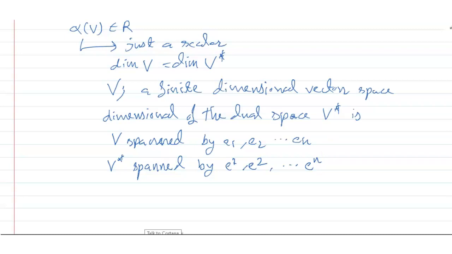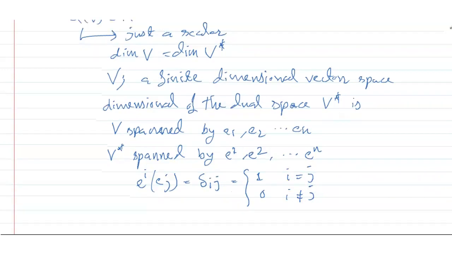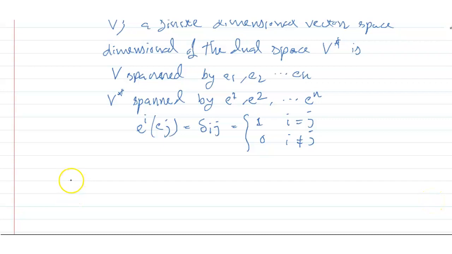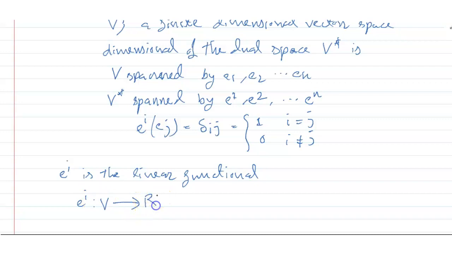So I have got to define what this is: e^i applied to e_j equals delta_ij, which is 1 when i equals j and 0 when i does not equal j. e^i is the linear functional from V to R that projects to the ith coordinate.